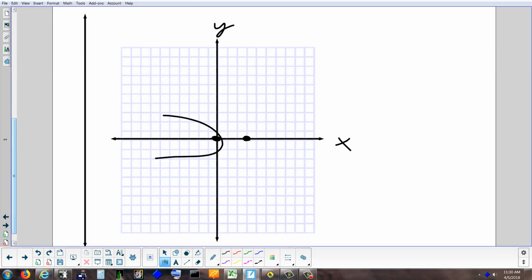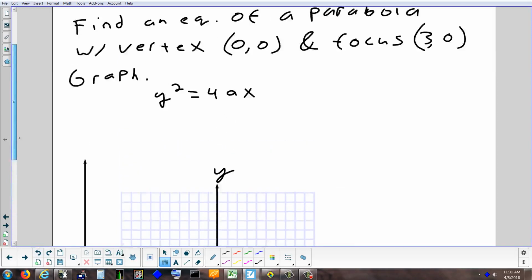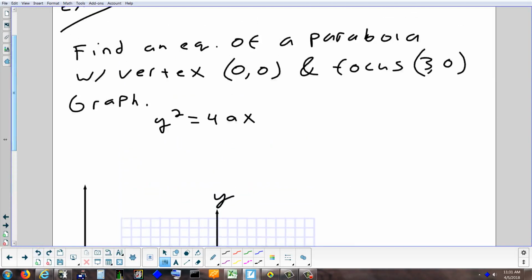Well, can't go that way. That's not going to wrap around it. Up doesn't wrap around it. Neither does down. It has to look something like that. So it has to open to the right. Now that we know it opens right, what we would do is look at our reference sheet and say, okay, what's the equation of a parabola opening to the right? And you would find that on your reference sheet.